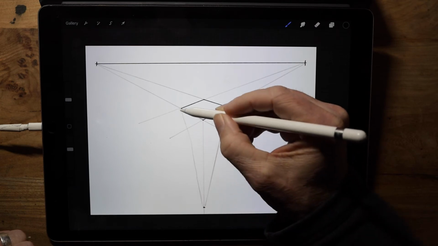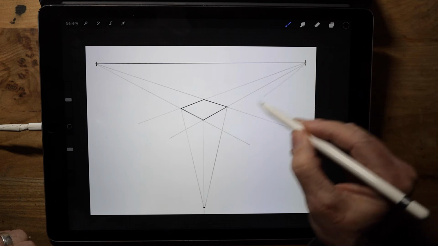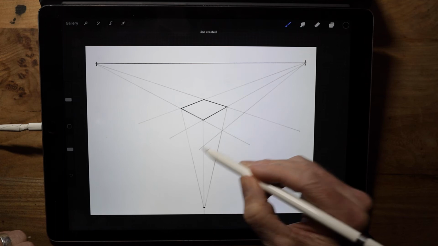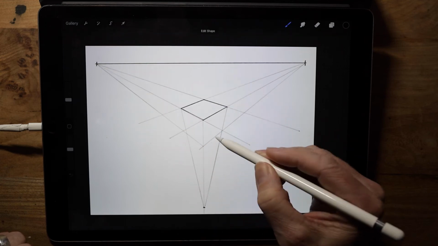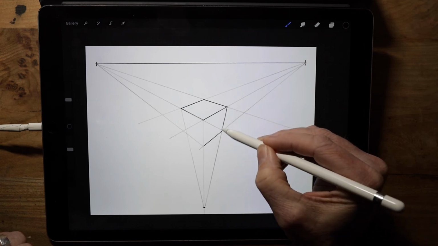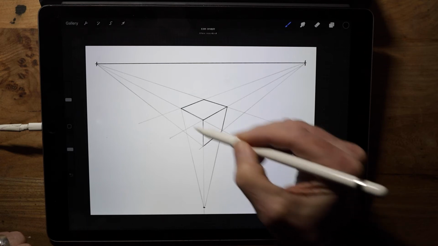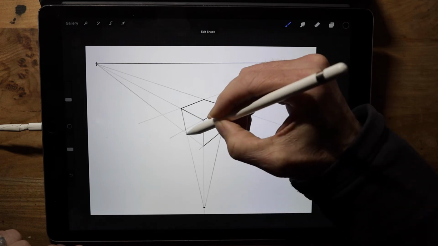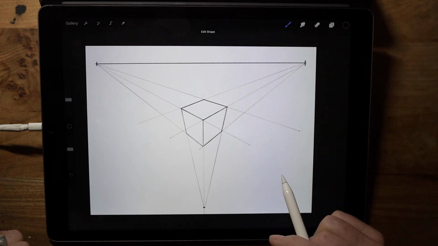Now take parallel lines from that vanishing point to our corners. We can bring some more down for the sides. Nearly there. So there we have a cube in three-point perspective.